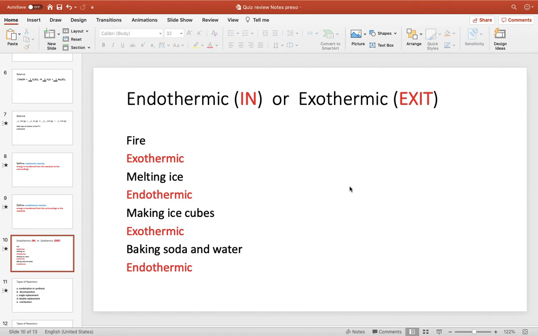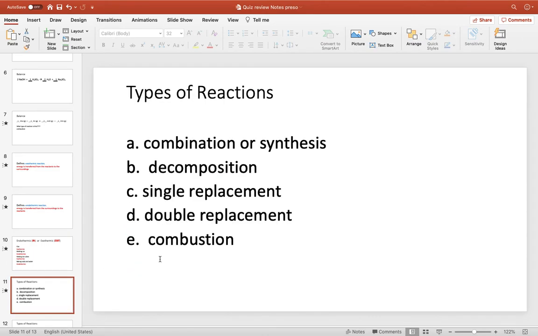Here's some examples of different reactions for you. Fire is exothermic, right? It's out, heat goes out. Melting of ice is endothermic. Heat has to go in to the ice to melt it. The making of ice cubes is an exothermic reaction because the heat has to come out of the water to make ice. Okay. And baking soda in water was an endothermic reaction because it was cold. It got colder. Water is an exothermic reaction because the heat has to come out. So hopefully you can remember those.